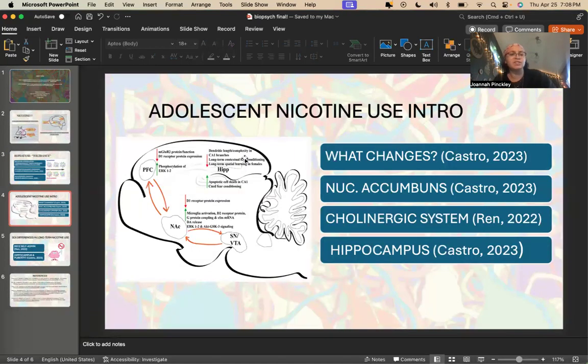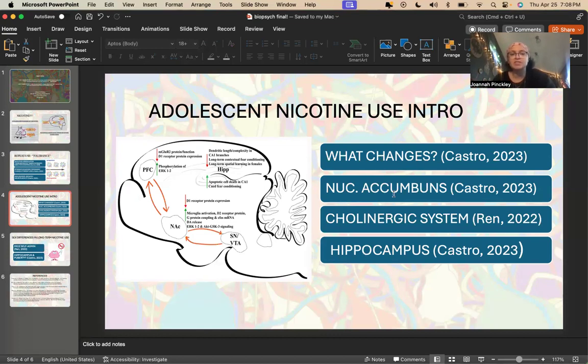So what? Like, what's the big deal? Most smokers, or I'm using the term smokers lightly, I need to say nicotine users, most nicotine users start before the age of 18. And what that affects is neural circuitry, the monoamine system maturation, and reward behaviors and the like.